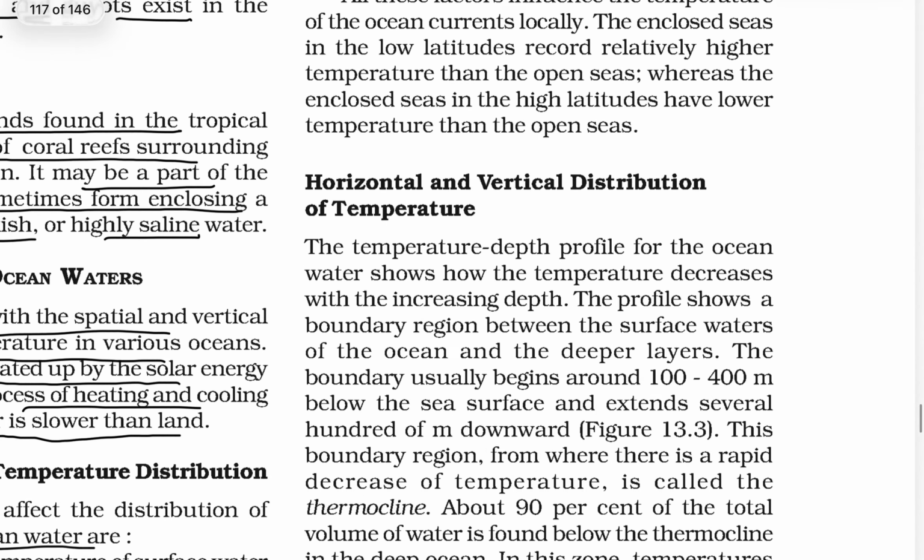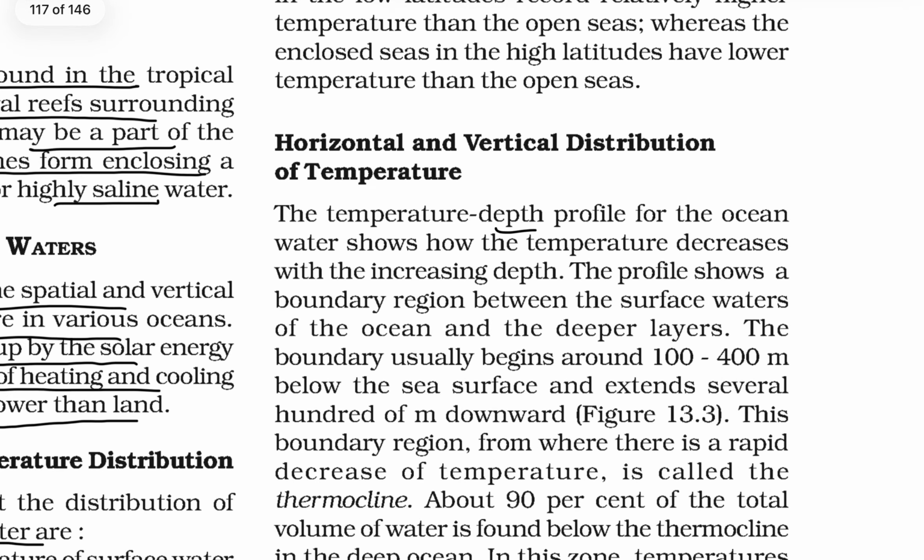We have done the horizontal and the vertical distribution of the temperature. The temperature depth profile for the ocean water shows how the temperature decreases with increase in depth. So as the depth is increasing, the temperature will start decreasing. The profile shows the boundary region between the surface water of the ocean and the deeper layers.